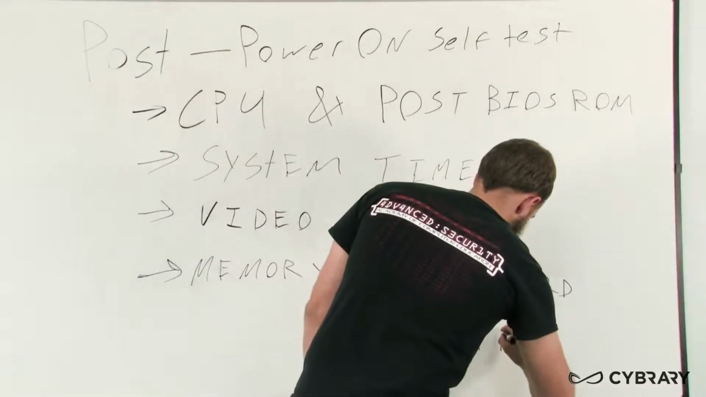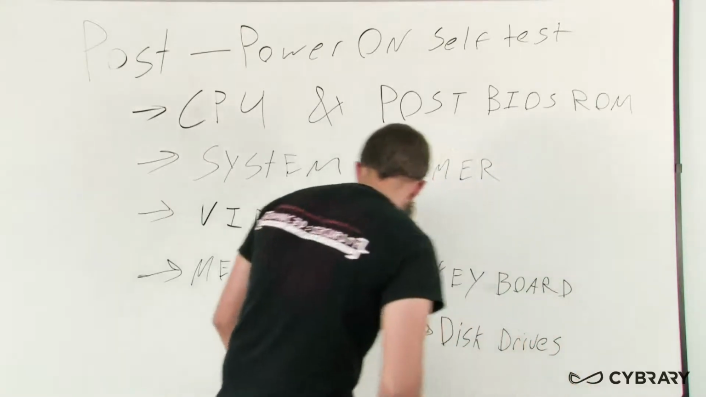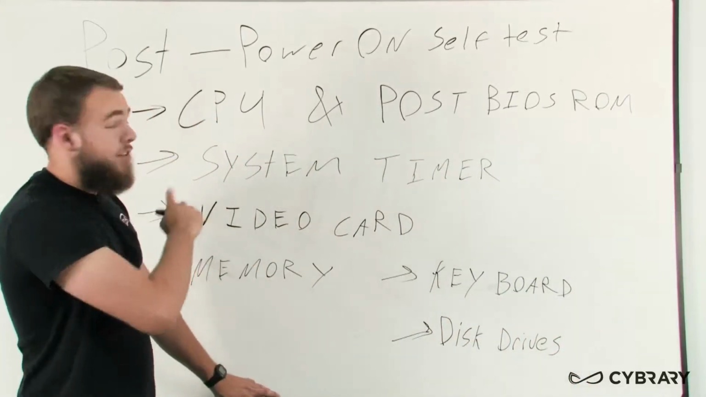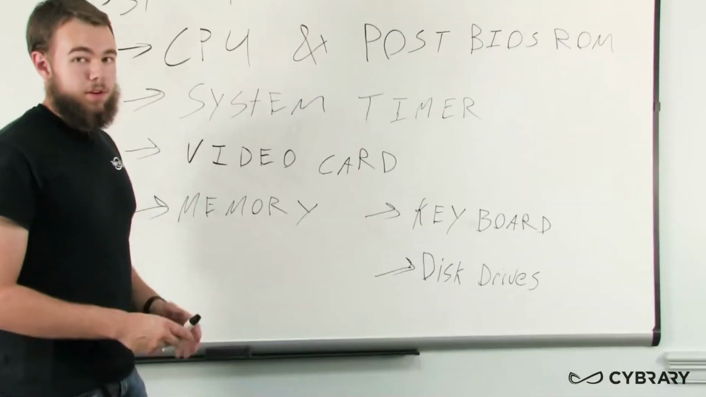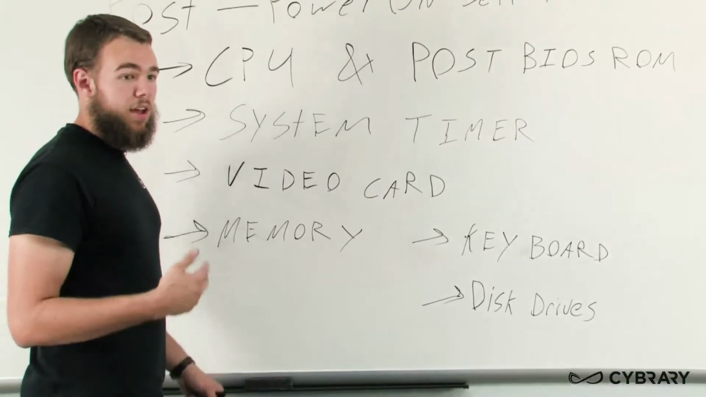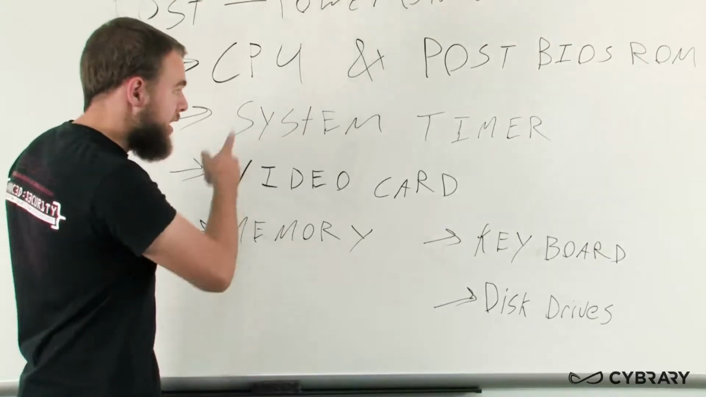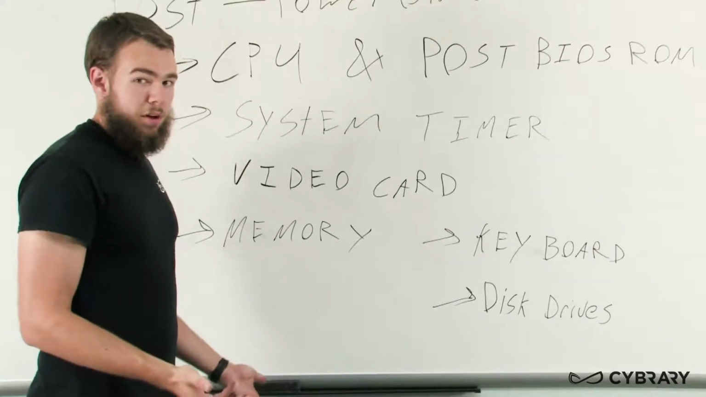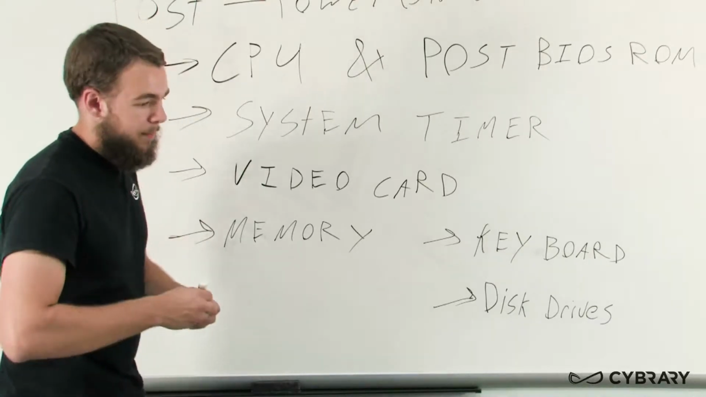And then after our memory, we have two more steps. We have our keyboard and finally our disk drives. This test occurs every time we turn on our computer, and it runs through each of these in order for the BIOS to know that the computer is able to load the operating system, because if any of these are missing, our computer isn't going to be able to run. That's why it performs this test right at the beginning when it starts up.